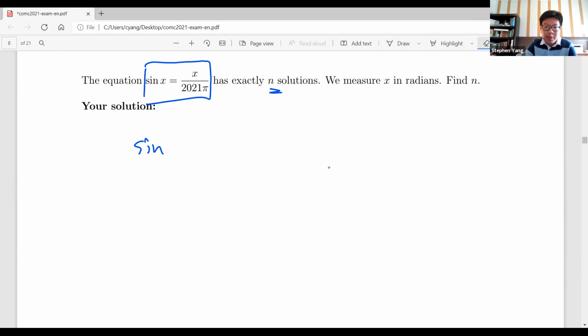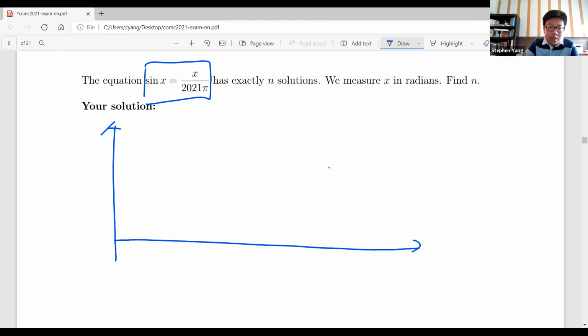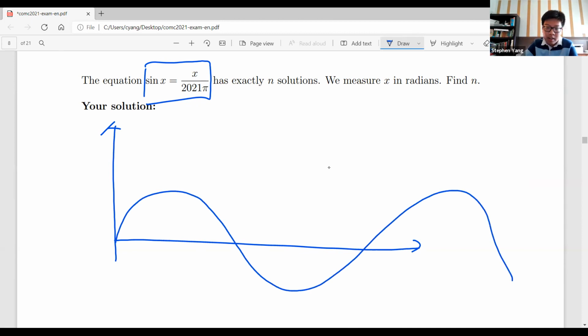If you want to compute the solution, it's actually too difficult. So what you do is draw the graph for these two functions and count the number of intersections. Let's start on the positive x side. So sine of x looks like this, and x over 2021 pi is a straight line with slope 1 over 2021. This is quite a small slope, so this line will look something like this.